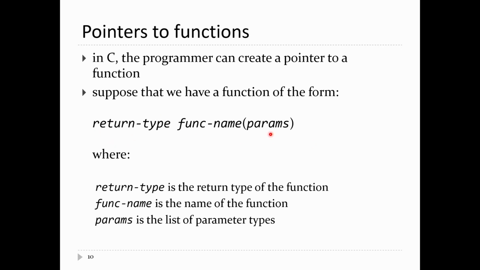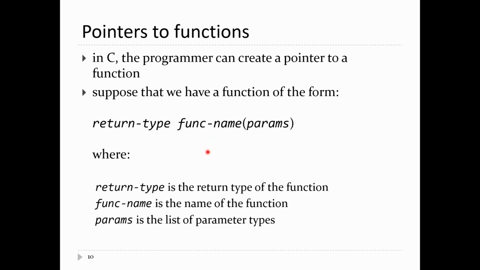So here's a function here. This is the generic form of a function. You've got some return type, it has some name, and then you've got a list of parameters. The parameter list includes the type of each parameter. We don't actually care about the names. We just care about the types. So return type, function name, parameters.